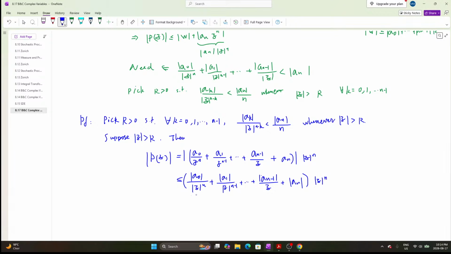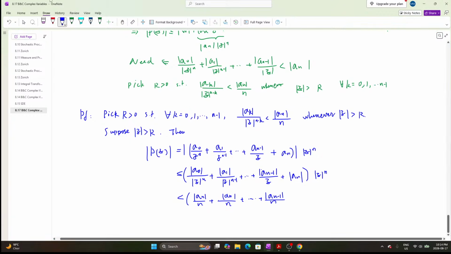Each of these terms is less than the absolute value of a_n over n, and you have n terms of them. Each of them is less than, sorry, not a_{n-1}, but the absolute value of a_n over n.